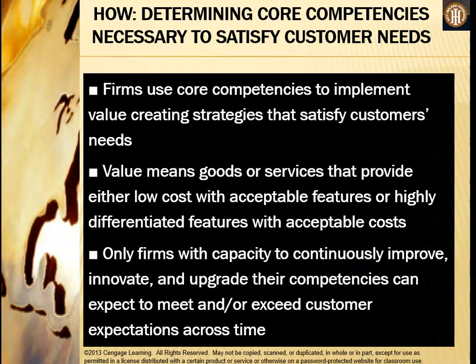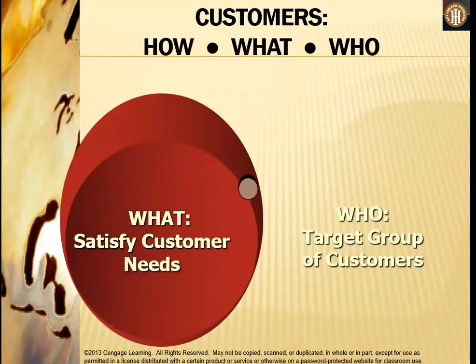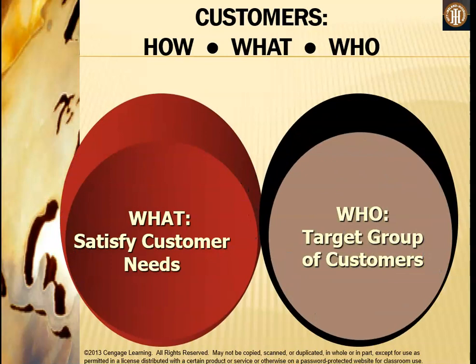So how do we determine the core competencies necessary to satisfy the customer needs? Firms use core competencies to implement value-creating strategies that satisfy customer needs. Value means goods or services that provide either low cost with acceptable features or highly differentiated features with acceptable cost. Only firms with the capacity to continuously improve, innovate, and upgrade their competencies can expect to meet or exceed the customer's expectations across time. So, what customers need has to match with the target group of customers.